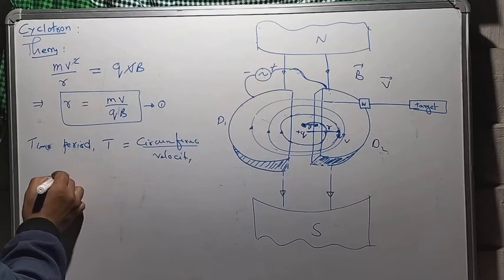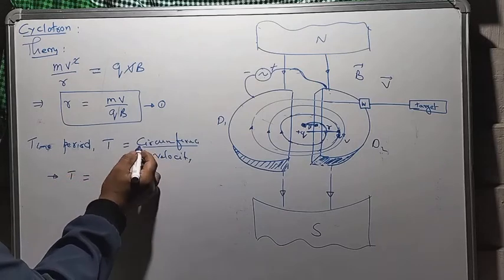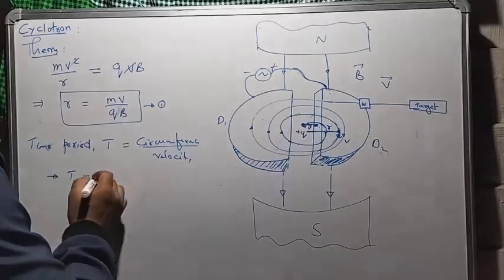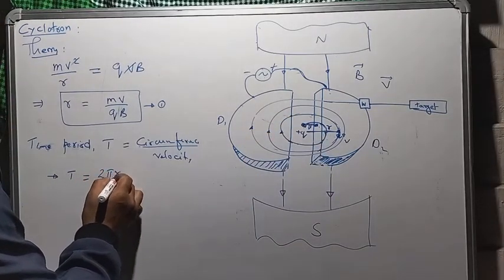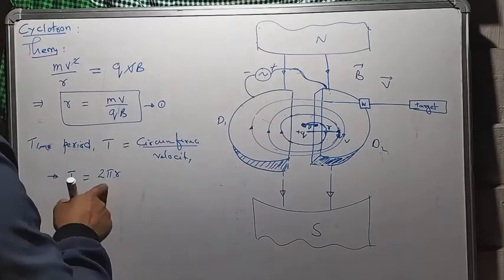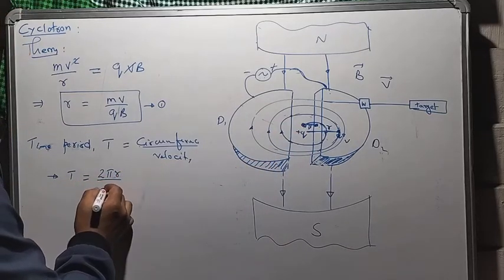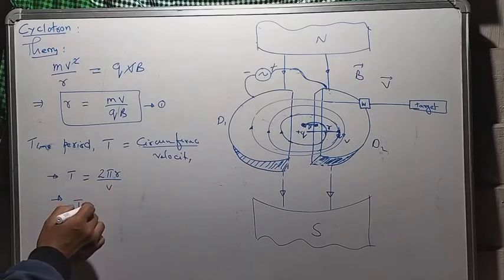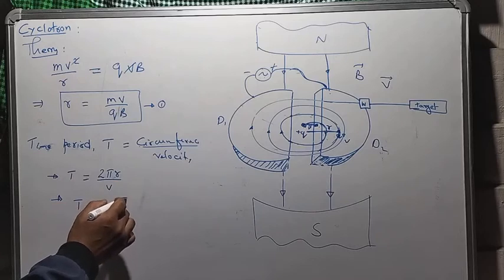Or I can say this time period is equal to the circumference divided by the velocity. When I say circumference, it means 2 pi r. Suppose at the instant when the radius of that circular path is r, the circumference is 2 pi r and the velocity is v. Again, I will write T equals 2 pi r upon v.